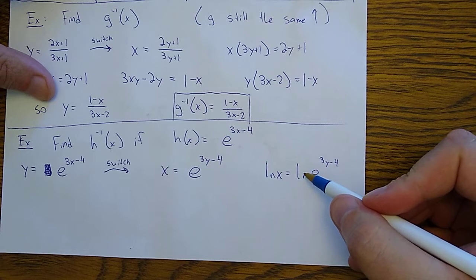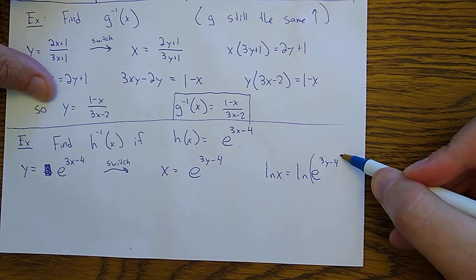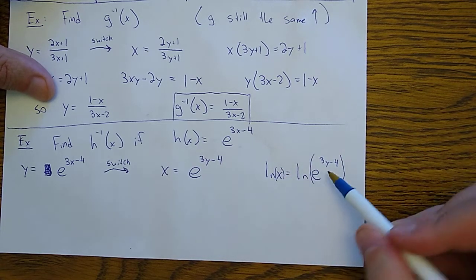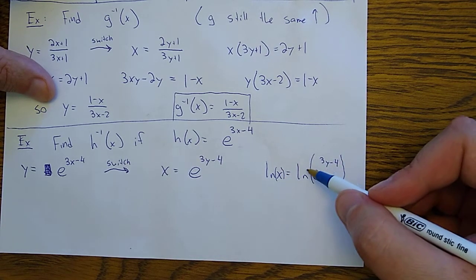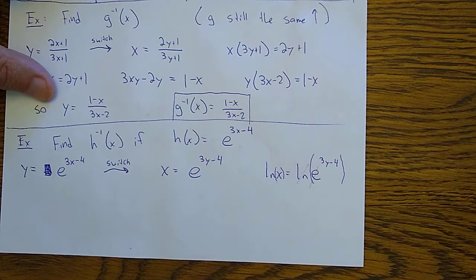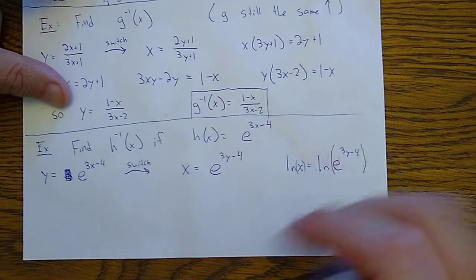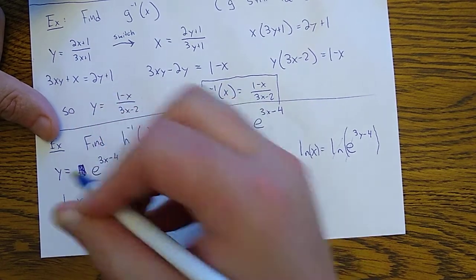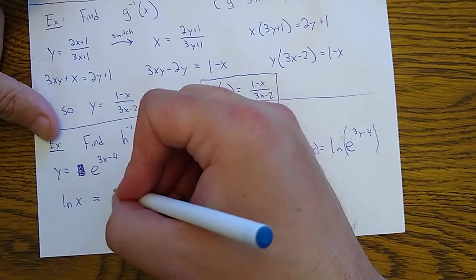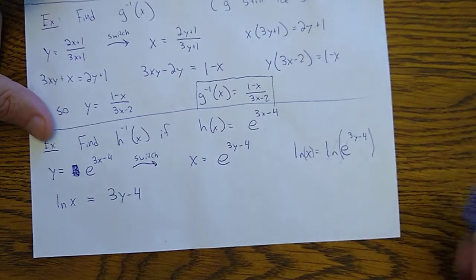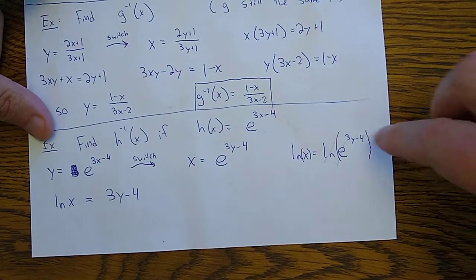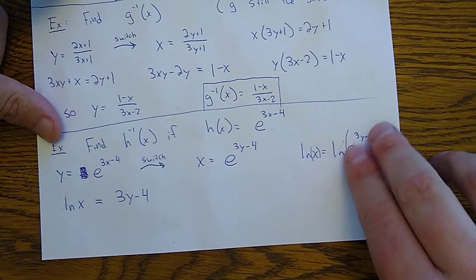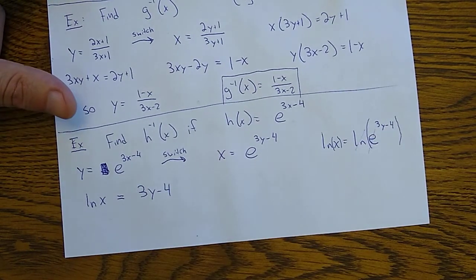If you have the natural log of, I'll put parentheses here, the natural log of e to something, basically what happens is this and this just cancel. And let me make it clear what I mean. I mean that the next step says natural log x is 3y minus 4. Like when I say these things cancel, I mean this comes down and everything else is gone. So all that's left is just 3y minus 4.